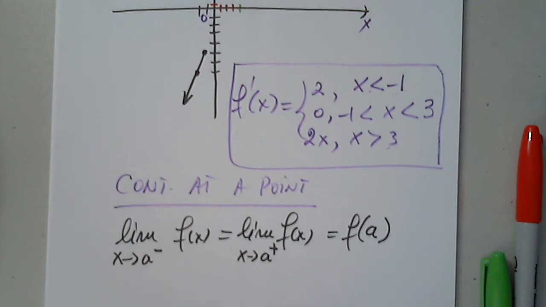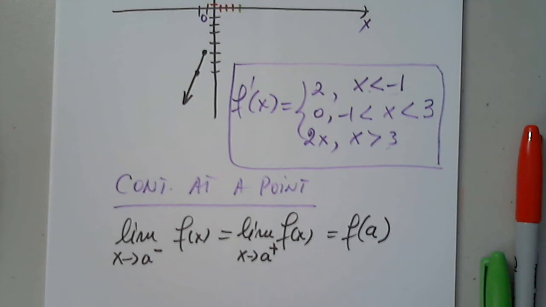Awesome. Why not? Negative one. It's a corner. It has two tangents, one on this side, one on this side. So when it has corners, the function is not differentiable.